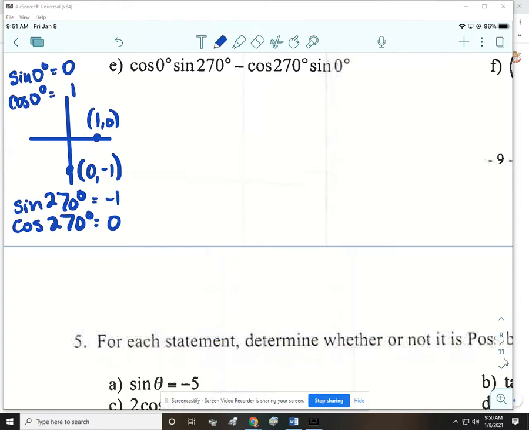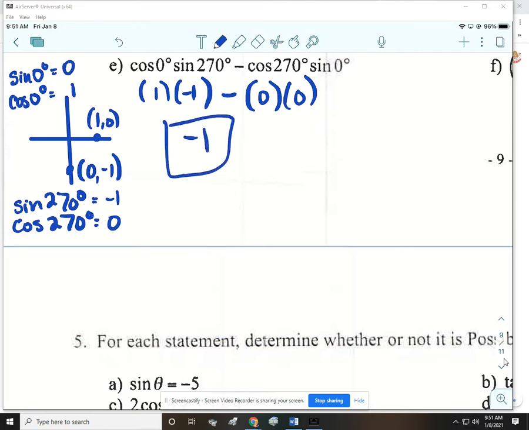Okay, then I'm going to go back and just plug in everything. The cosine of 0 degrees is 1. The sine of 270 degrees is -1. The cosine of 270 degrees is 0. And the sine of 0 degrees is 0. So it's 1 times -1 minus 0, or just -1.